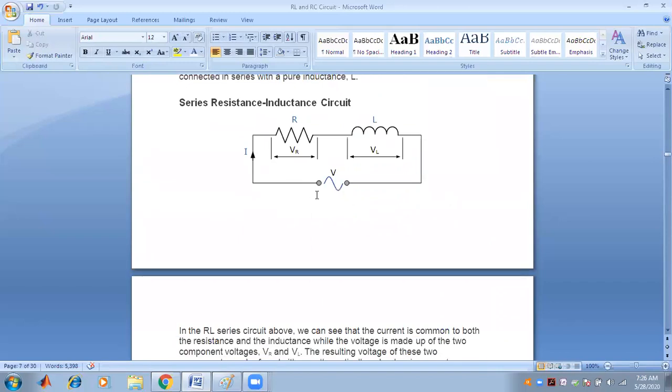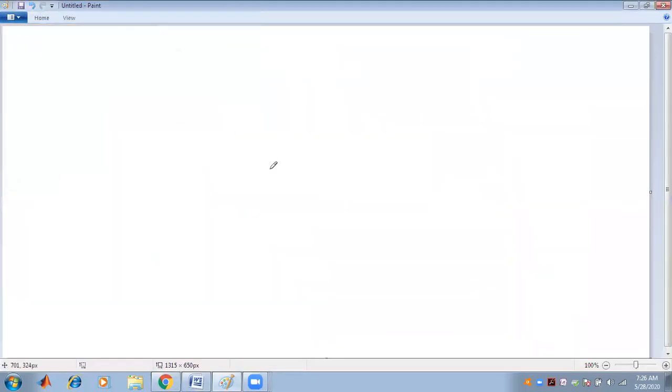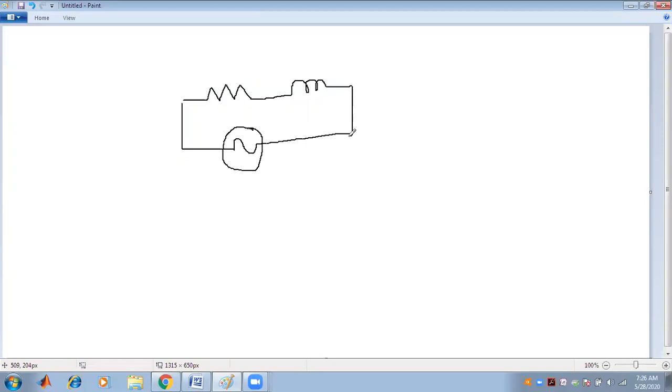Now let us concentrate on the voltage supply and the RLC circuit. Let us concentrate on the series combination of an RL circuit. An AC voltage is applied. This is V, this is an R, and this is an L. We are concentrating on the combination of R and L. So there is a voltage drop across the R, say VR, and the voltage drop across the L, say VL.